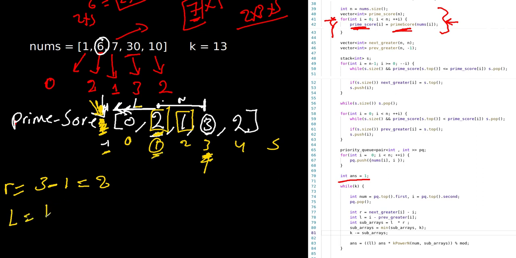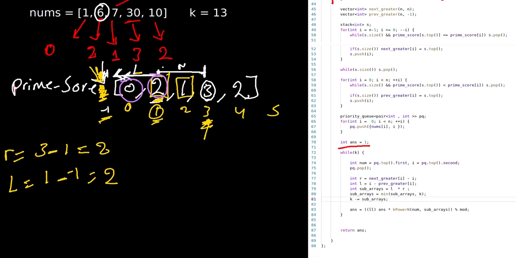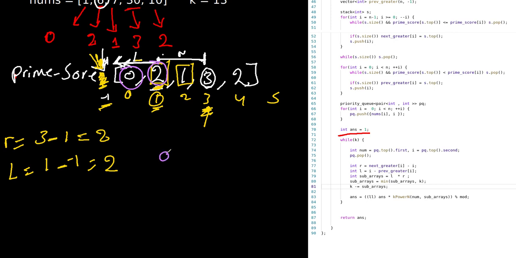and in the left side we have index 1 minus -1, which is 2, and this is correct also because we have this number and this number. So we have 0, 2, 1: two numbers in the right side, two numbers in the left side. Now the question is how many subarrays we can form including this 2. The answer is L times R, which is 4.